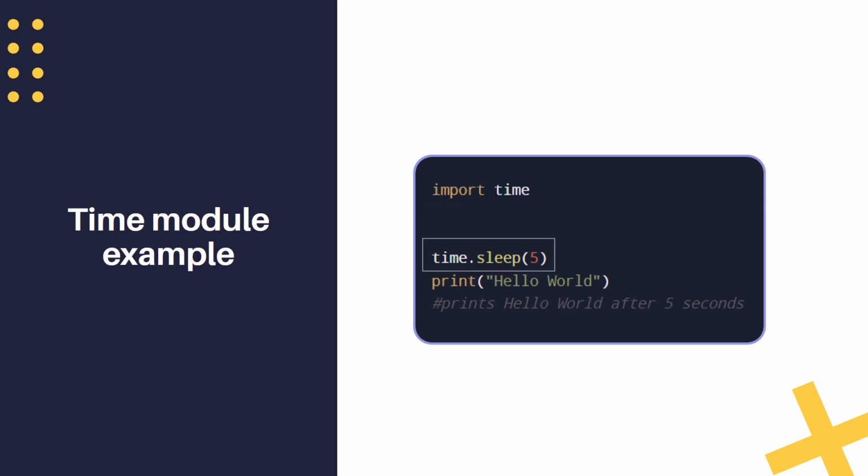We then call time.sleep and specify a parameter of 5. This essentially means that time.sleep is going to wait 5 seconds before the script continues to run and write the print hello world statement. And that's all the script basically does. It delays the printing of hello world by 5 seconds before this line of code is actually executed.